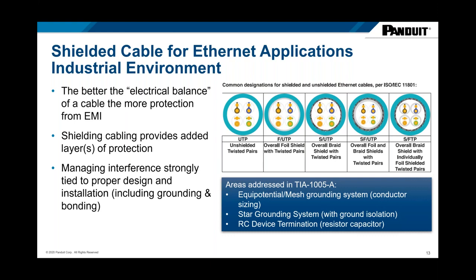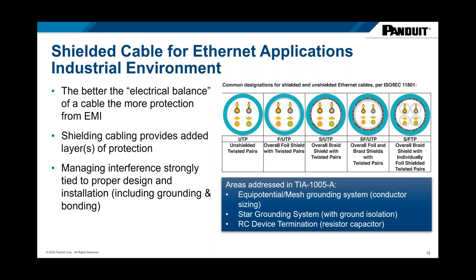What I want to tell you about grounding and bonding though is consider the telecom grounding and bonding, the signal grounding and bonding, in addition to your safety ground. And you can actually reference in 1005A some areas that are covered with grounding and bonding. So they cover the equipotential and mesh grounding systems and picking the right conductor sizing. They cover star grounding systems with an isolated ground, and they cover how to do the resistor capacitor termination and installation. All very helpful in understanding.